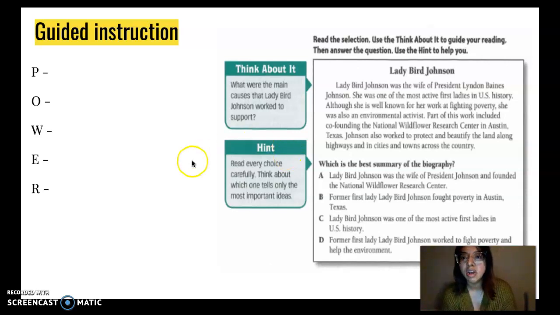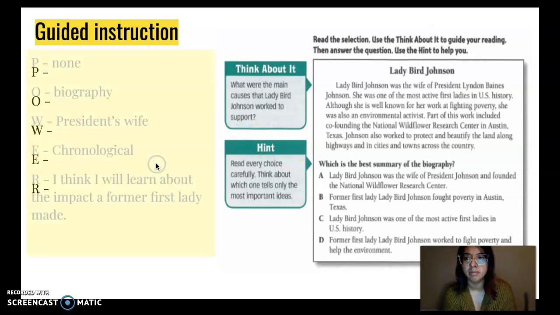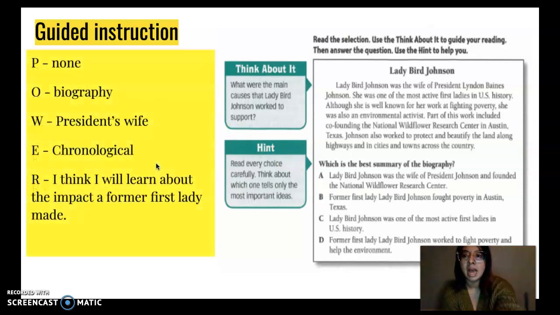Great. Now that you're ready, go ahead and check your answers with mine. This is what I have for the most part. I didn't write out what POWER meant, I just kind of wrote the answers to them. Check your answers with mine. No pictures. It's a biography again about someone. President's wife here, something I would jot.